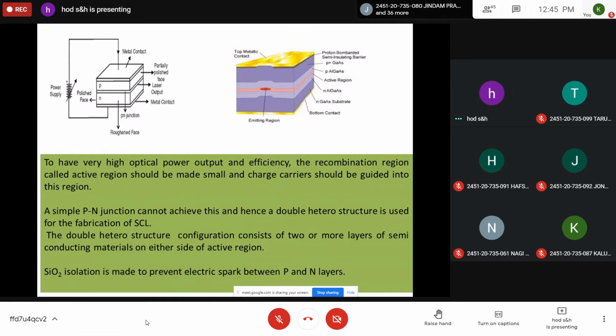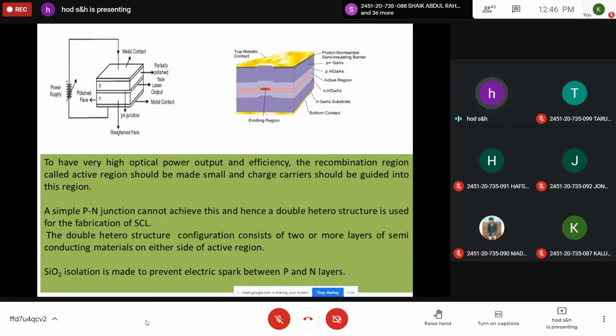In a general PN junction diode, a p-type material and n-type material are sandwiched. That previous one is called a homostructure. In a heterostructure, there are two or three more layers of p-type materials on one side and two or more layers of n-type on the other side, sandwiching the active region, which is called a heterostructure. And SiO2 isolation is made to prevent electrical spark between P and N, because these are heavily doped materials.